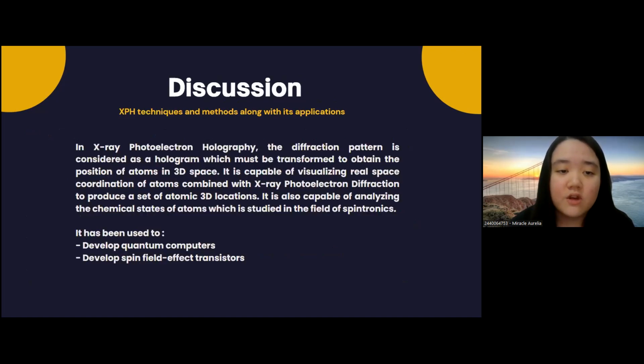Next. The last technique we will discuss is X-ray photoelectron holography, which will produce the diffraction pattern, which must be transformed to obtain the position of atoms in 3D space. So it has to be combined with X-ray photoelectron diffraction to produce a set of atomic 3D locations. It has been used to develop quantum computers and spin field effect transistors.